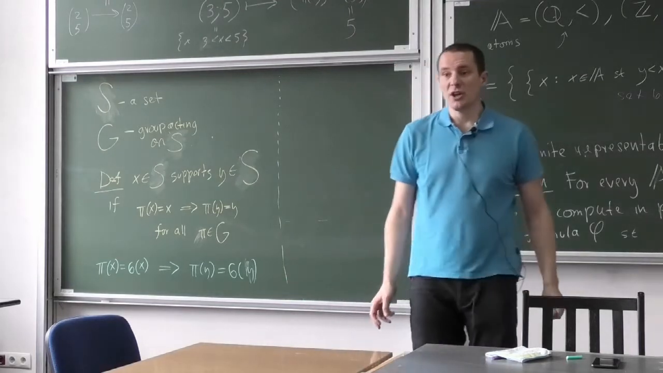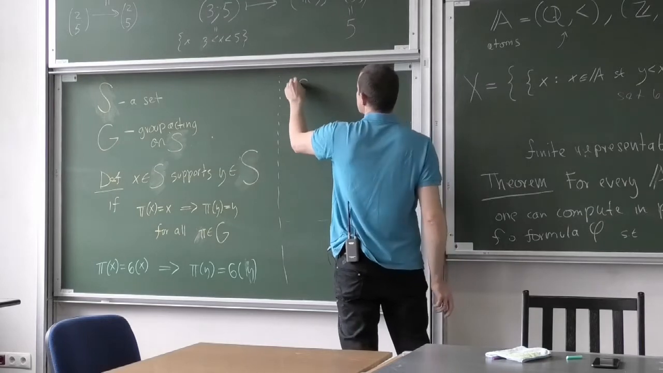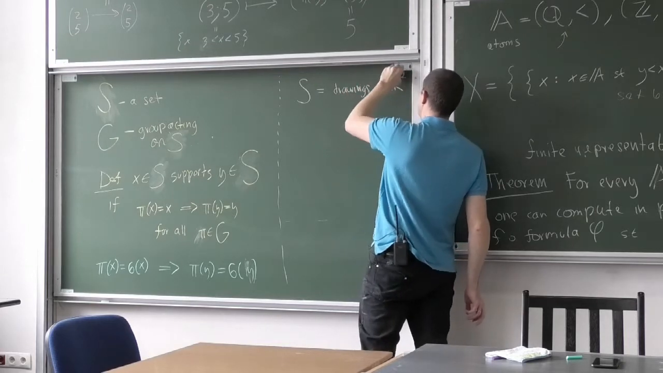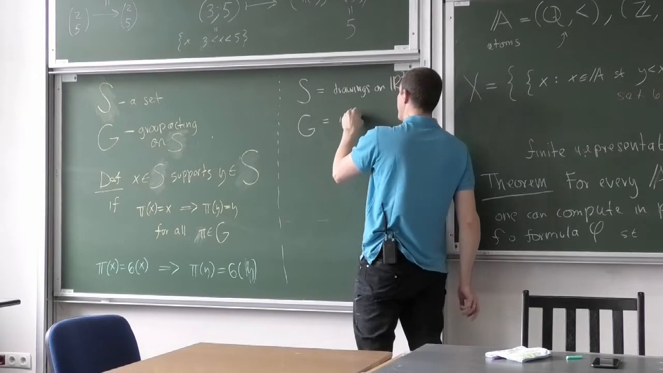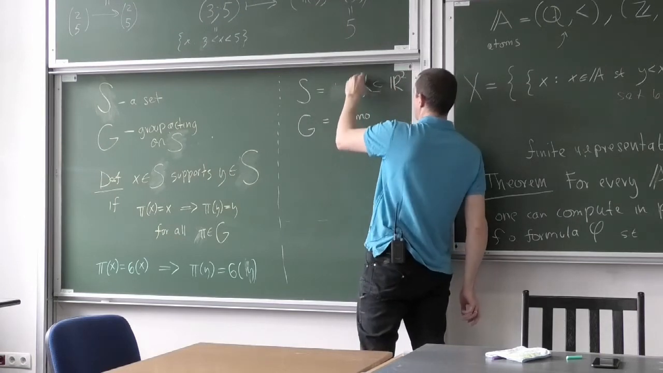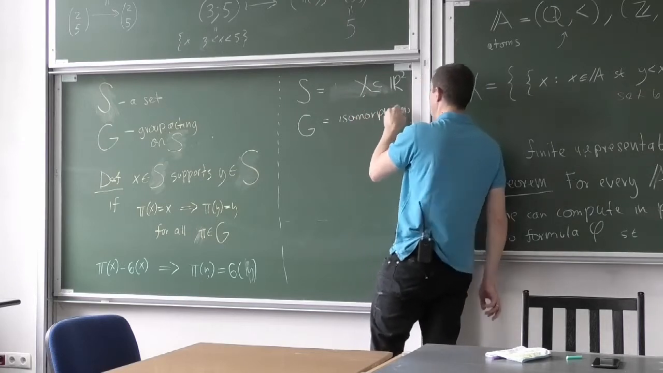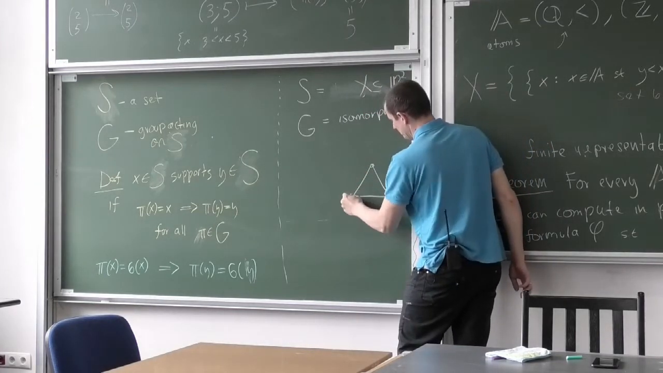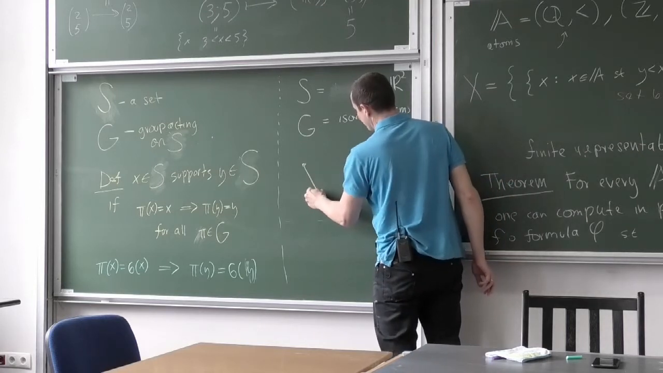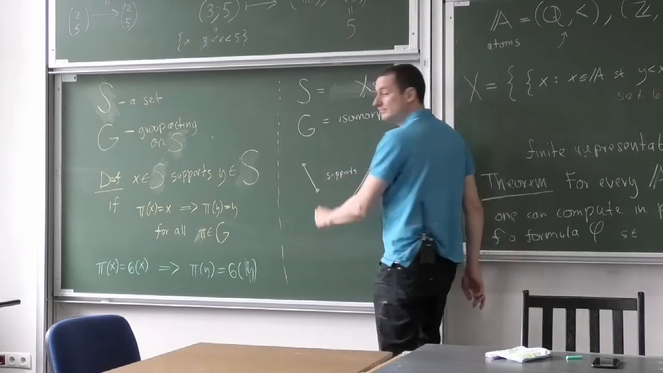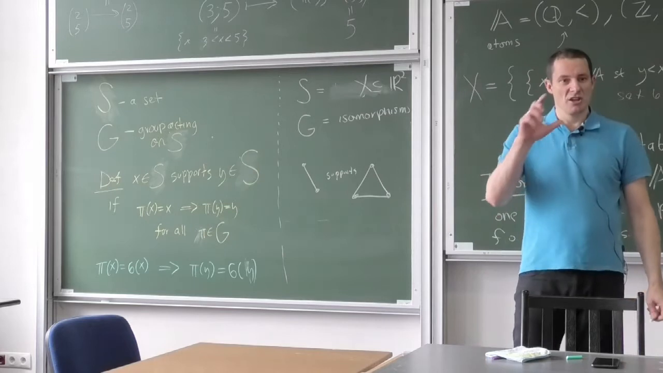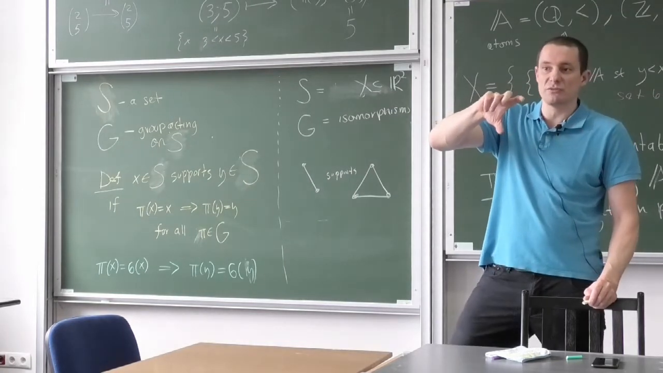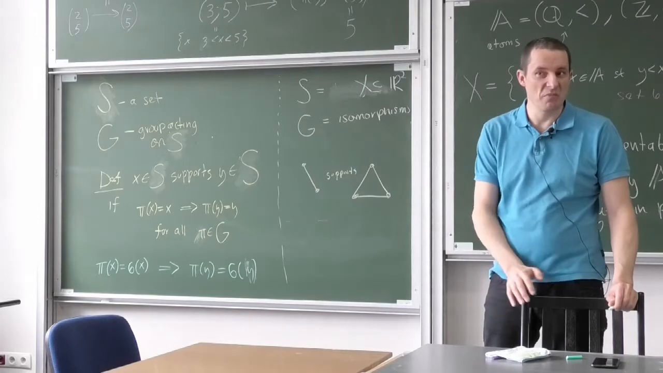Okay? But it's kind of a nice notion, so you can maybe illustrate it in other examples. For example, you can take, say, S is drawings in the plane, and G is isomorphisms. So drawings means just subsets, yes? And then, for example, if you take a triangle, then it's supported by one of its sides. Because if an isomorphism fixes this one side, then it actually cannot do anything, it's an identity. I hope.